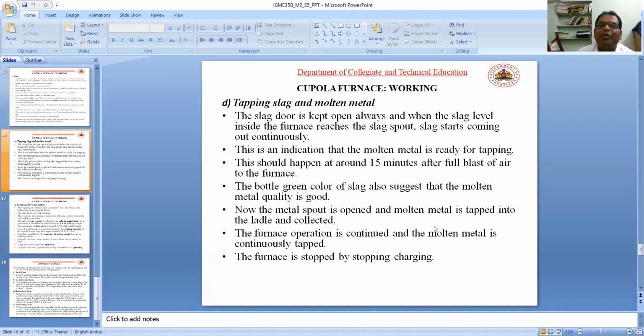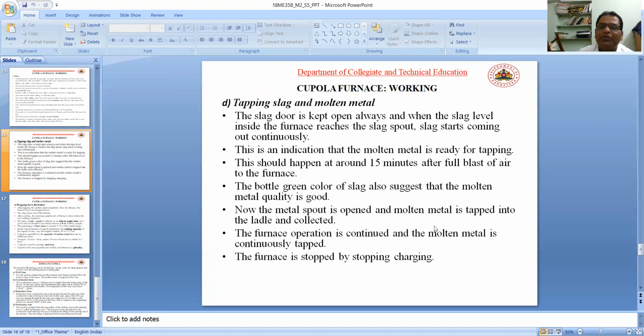Tapping the slag and molten metal. The slag door is kept open always. When the slag level inside the furnace reaches the slag spout, the slag starts coming out continuously. This is the indication that molten metal is ready for tapping. This should happen at around 15 minutes after the full blast of air into the furnace. The bottle green color of slag also suggests that molten metal quality is good.